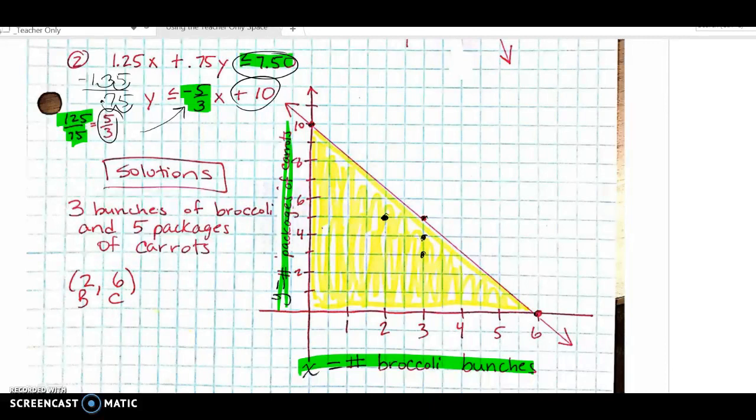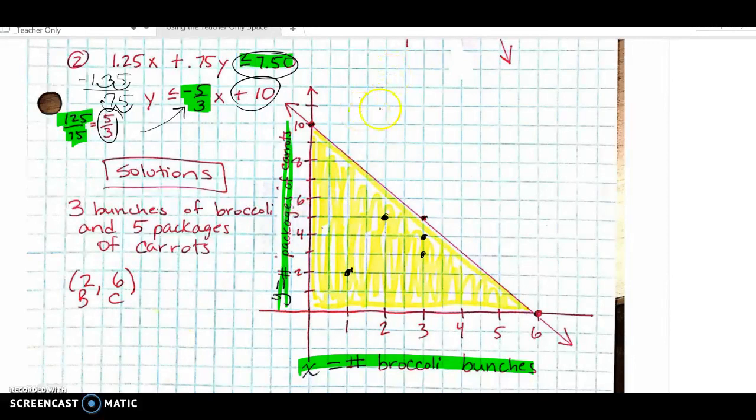Depending what she's doing with the vegetables, maybe you don't like broccoli as much, so you're only going to get one. You're going to get 2 packages of carrots. That's a reasonable solution. I would not go with 0, 0 as a reasonable solution, and I would not use a decimal as a reasonable solution because you can't buy a portion of a package of carrots or a portion of a broccoli bunch.